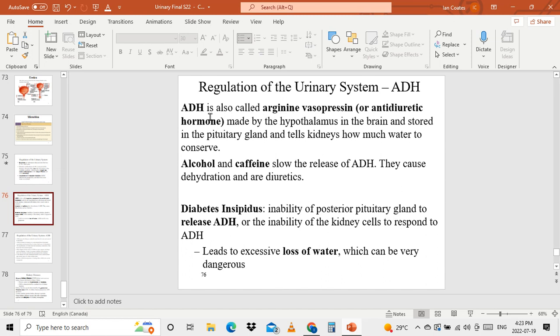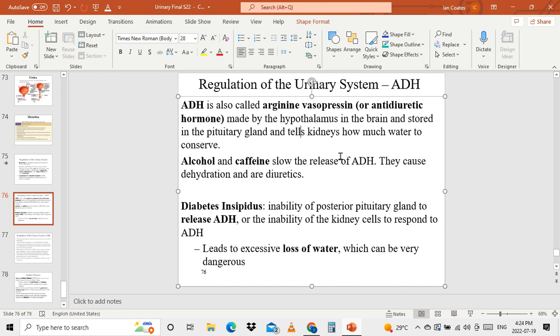Antidiuretic hormone. This is what we were talking about before. ADH, also called vasopressin, is made by the hypothalamus in the brain, stored in the pituitary gland, and tells the kidneys how much water to conserve. Alcohol and caffeine slow the release of ADH. They actually cause dehydration and are diuretics themselves. Diabetes insipidus is the inability of the posterior pituitary gland to release ADH, or the inability of the kidney cells to respond to ADH. It leads to excessive loss of water, which can be very dangerous.